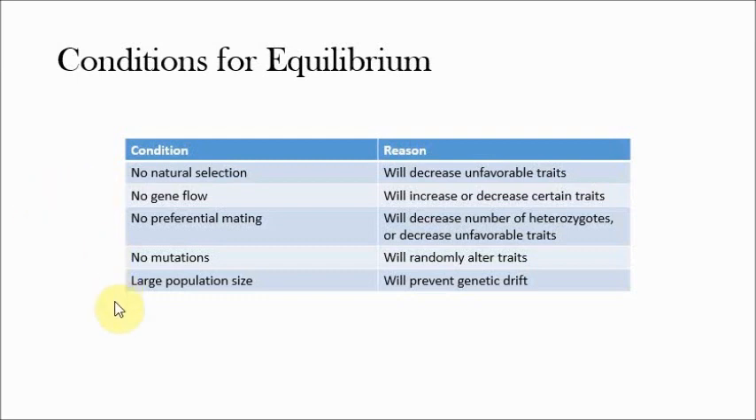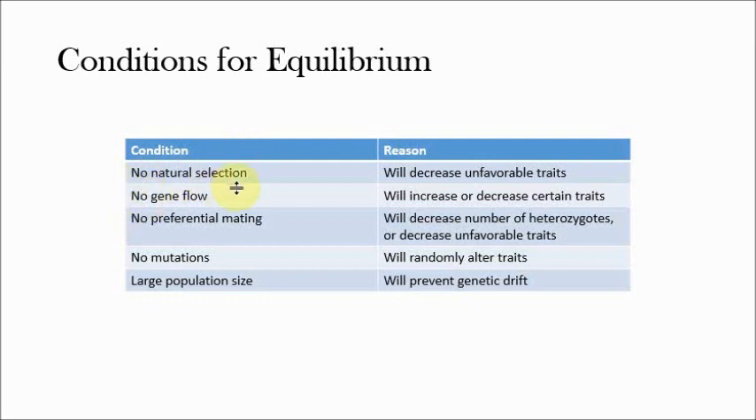Now, here are these conditions. There are actually 5 of them that are generally accepted. The first and probably most important is that natural selection cannot be acting on the particular gene. This has obvious effects. If natural selection is occurring, then any unfavorable traits will start to decrease in the population, and that will change the proportions of the different alleles, of the different phenotypes to each other. And so obviously if natural selection is occurring on the population, specifically for this gene that we're looking at, then it will not be in equilibrium.